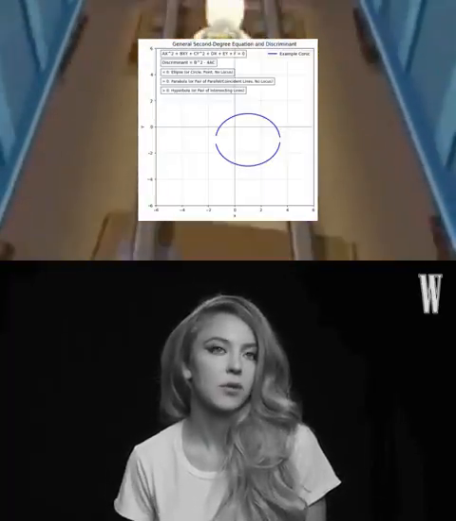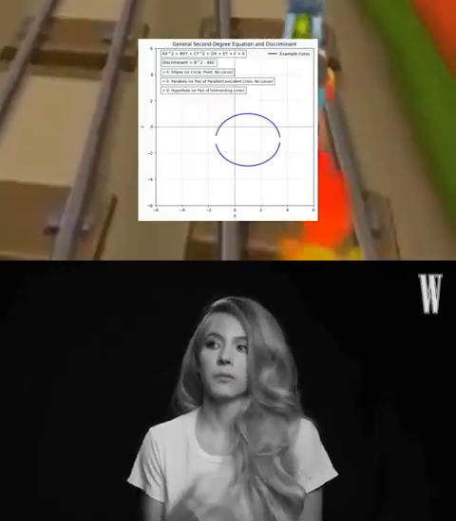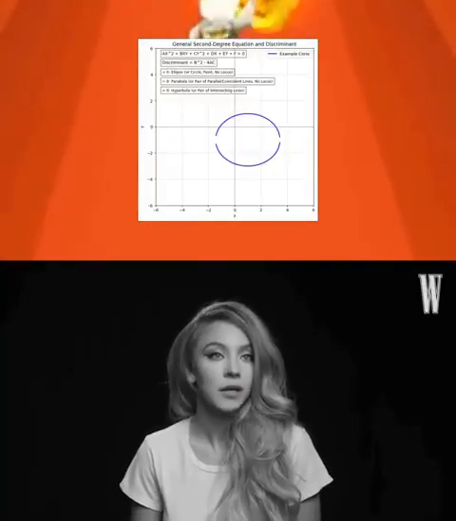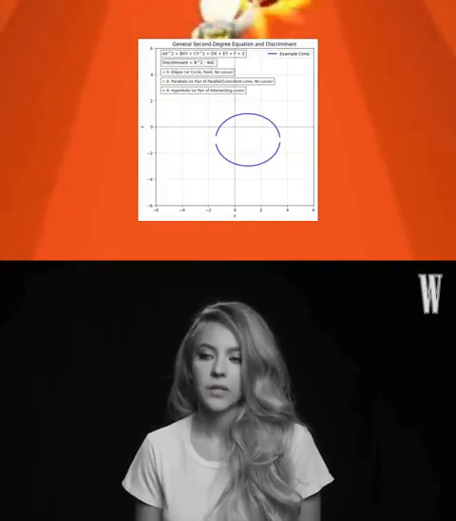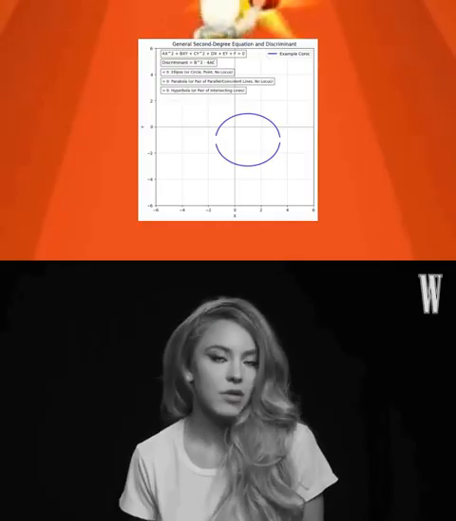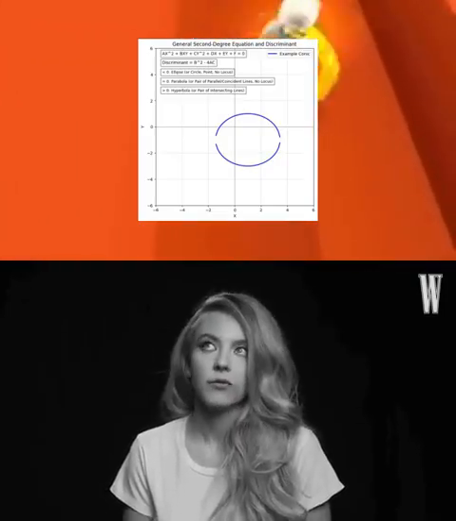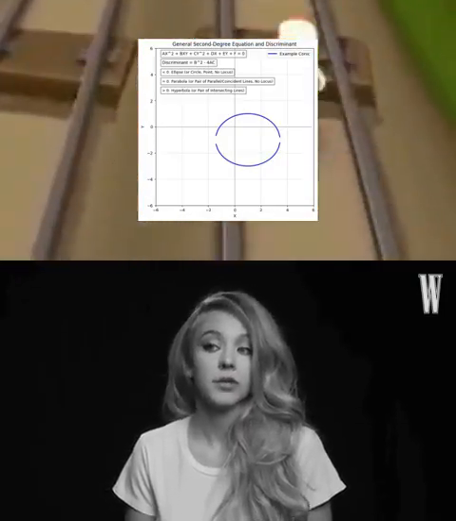If it is less than 0, it is an ellipse or a circle, possibly a point or no locus. If it is equal to 0, it is a parabola or parallel lines, coincident lines, or no locus. If it is greater than 0, it is a hyperbola or intersecting lines. This general form is essential for a comprehensive understanding.